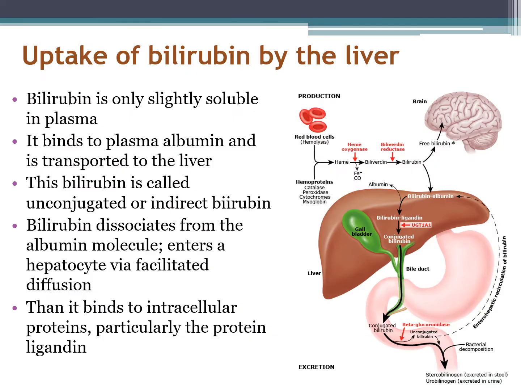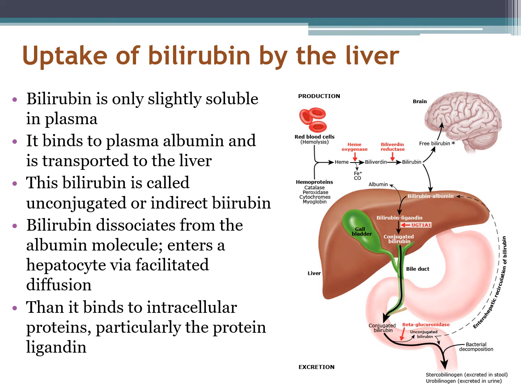Okay. So the uptake of bilirubin by the liver. This bilirubin is the unconjugated form of bilirubin, which is lipid soluble. So this cannot be solubilized in the plasma, right? So we need a carrier protein called albumin. Albumin transports this bilirubin to the hepatocytes.